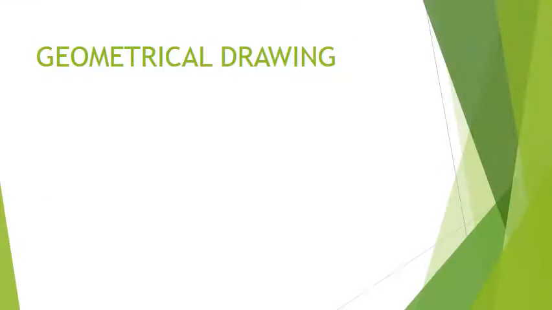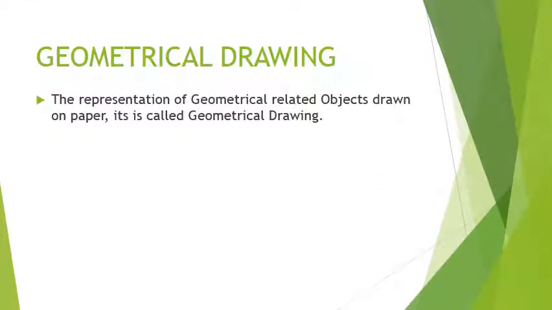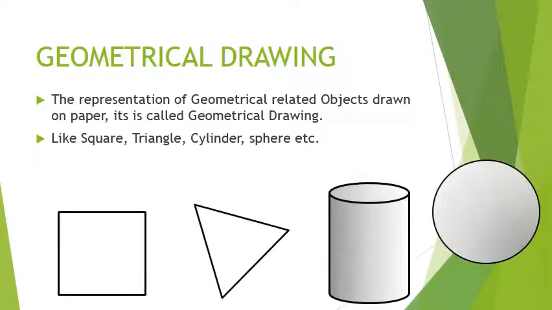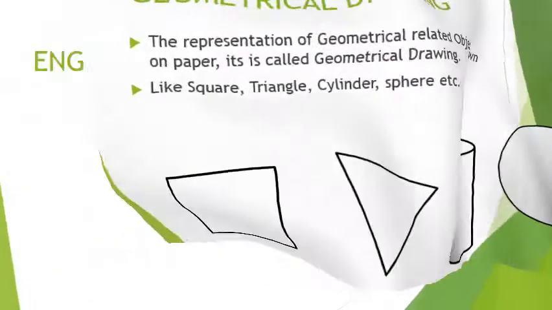Geometrical drawing. The representation of the geometrically related object drawn on paper is called geometrical drawing. Like we have triangle, square, cylinder, sphere. All these come in the category of geometrical drawing.